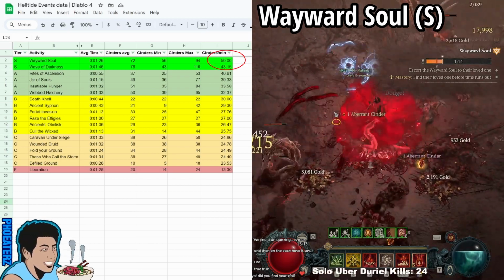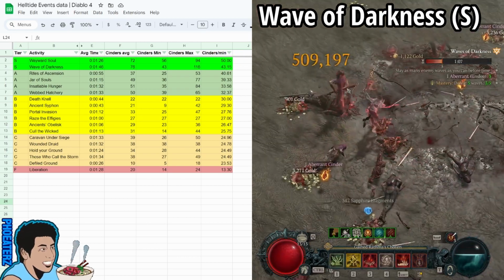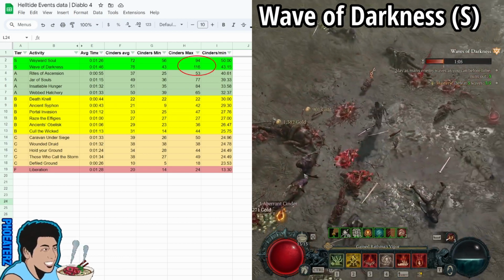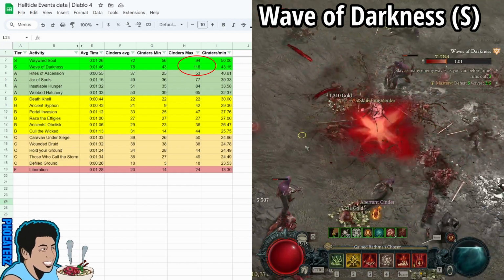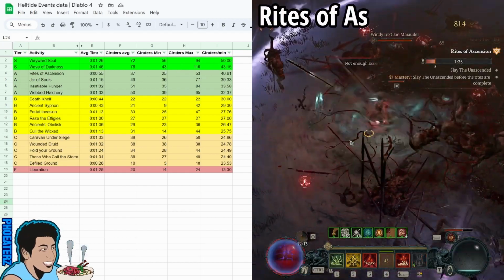You can't go wrong. Wave of Darkness is one that's also really good. You can actually get over 100 cinders in a single event. It starts off slow, but it picks up once you get to around 5 or 6 waves. Now on to the A tier.